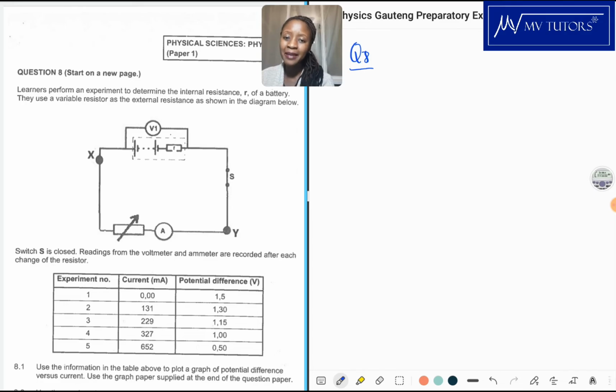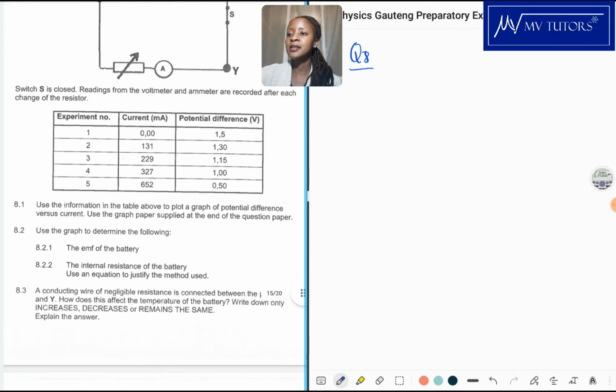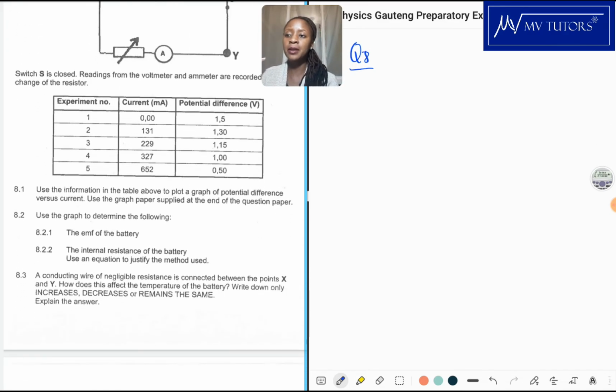Remember though that the EMF is always the same. Please do not ever take it that the EMF is decreasing or increasing. It always remains the same. Now it says, use the information in the table above to plot a graph of potential difference versus current. Which one goes to the y-axis and which one goes to the x-axis? Remember, the x-axis is the independent variable, the y-axis is the dependent variable. I would ask, which one depends on the other?